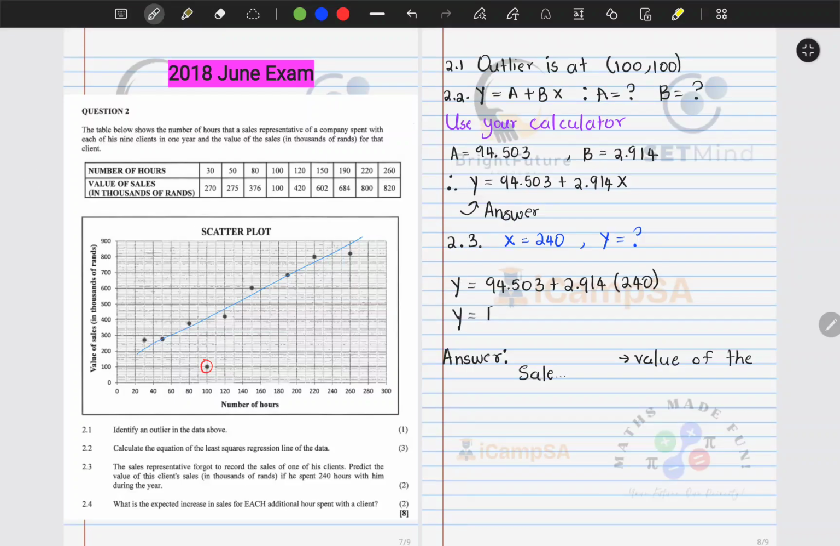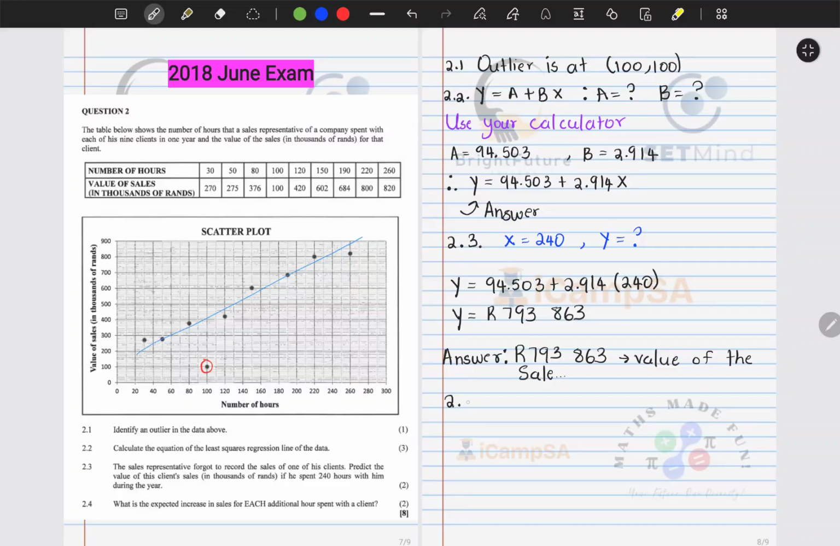So we end up getting about 793 and then 863. Okay, so the value of the sale will be 793,863 rands. Okay, so I hope that this does make sense. So that becomes the value of the sale.